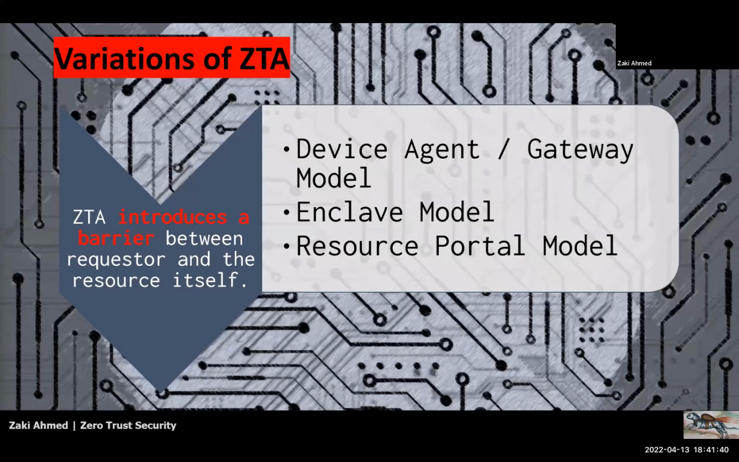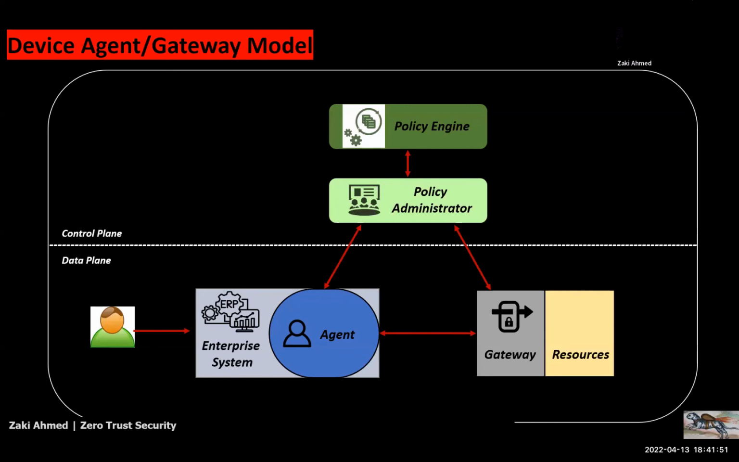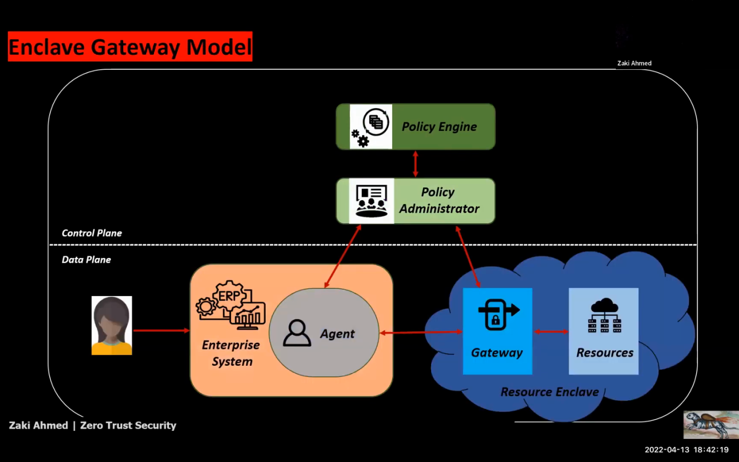Variations on ZTA. ZTA basically introduces a barrier between the requester and the resource itself. So there are three variations: device agent/gateway, enclave gateway, and resource portal. In this model, each asset has a device agent, as you can see there, and each resource has a gateway, and the gateway serves as a proxy for the resource. Agent directs request to the policy enforcement point for evaluation, and gateway communicates with policy administrator. So this model requires excellent device management to work.